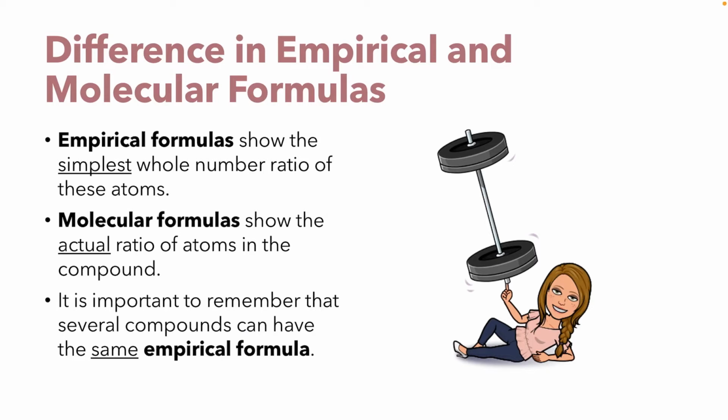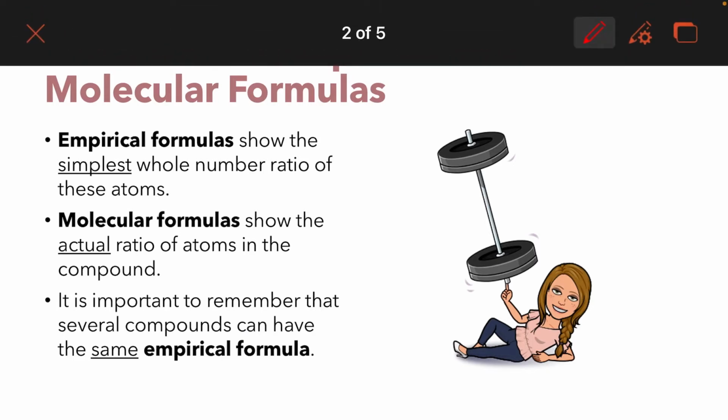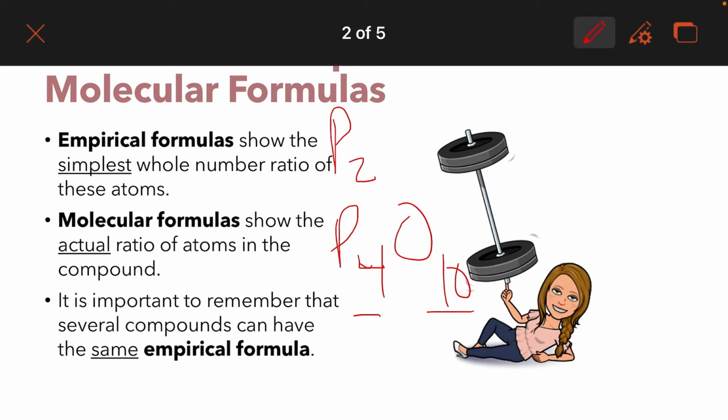Now let me give you guys a real quick example of a molecular formula versus an empirical formula. So if the formula for something was P4O10, and that would be tetraphosphorus decoxide, the molecular formula would be P4O10, but for the empirical formula we would want to simplify as much as possible. Since both of those subscripts were divisible by 2, we could simplify to P2O5, and that would be our empirical formula.